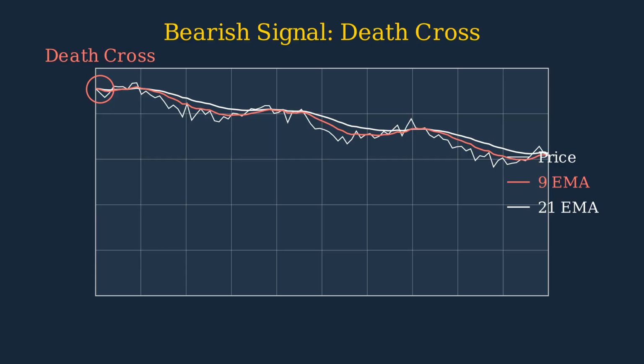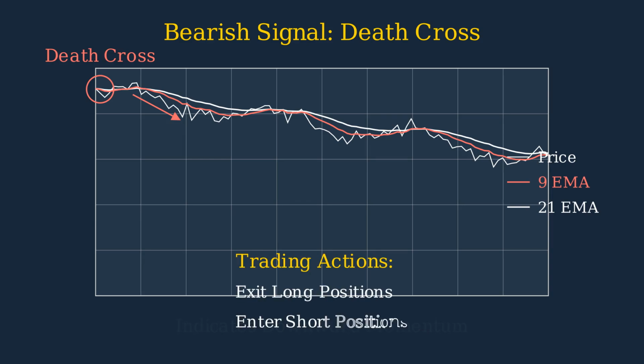When the faster EMA crosses below the slower EMA, it signals that recent price action is turning more bearish than the longer-term average, indicating increasing downward momentum. Traders typically use this signal to execute two primary actions: exiting existing long positions to protect profits or limit losses, and potentially entering new short positions to capitalize on the expected downward move. Unlike the bullish crossover, the death cross suggests caution, especially in strongly trending markets. It's important to confirm this signal with other indicators to reduce false signals during periods of consolidation.